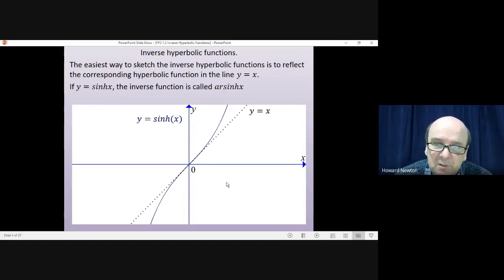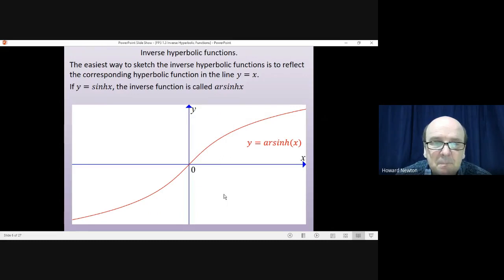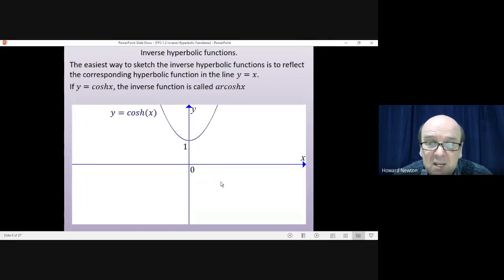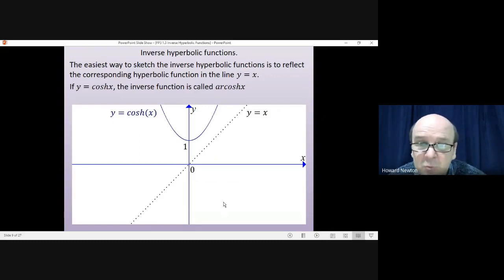Okay, let's have a look. So if I reflect sinh x in the line y equals x, I should get something that looks a little bit like that. We'll do the same thing for cosh x. The inverse function is called arcosh x. That's what cosh x looks like. And there's the line y equals x. So I just need to reflect the curve in that line. Now, there is an issue this time with the inverse function. You may or may not spot it. But anyway, I'll let you have a go at doing this yourself first. So pause the video and then come back to me when you're ready.